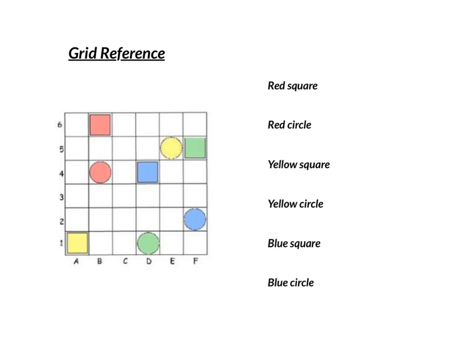Hopefully now you've given yourself a little bit of time to identify the grid reference for each of the two-dimensional shapes. Let's review and have a look at the grid reference for each of our shapes. We can see that our red square is located at B6. We can see that our red circle is located at B4.